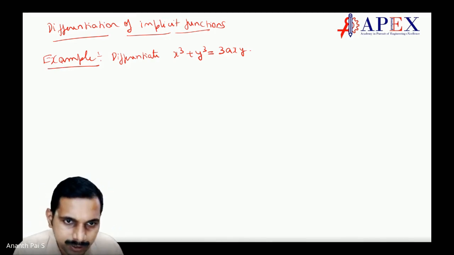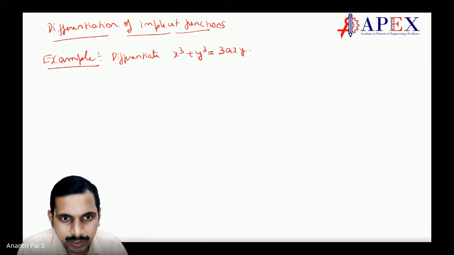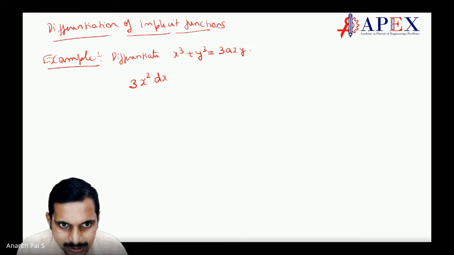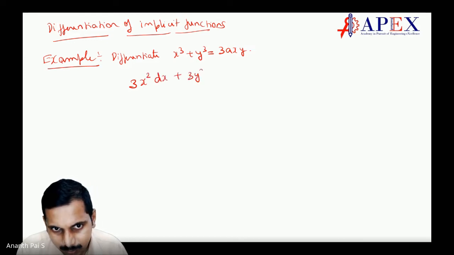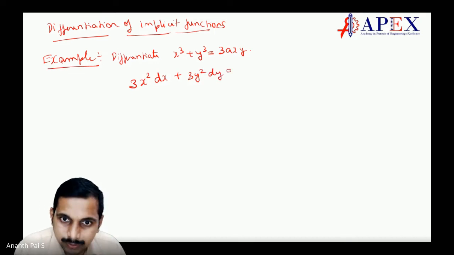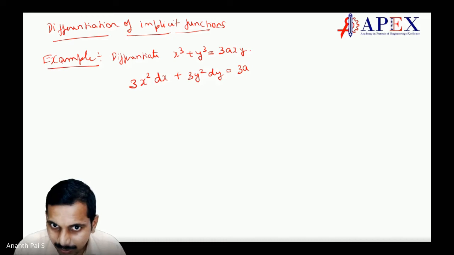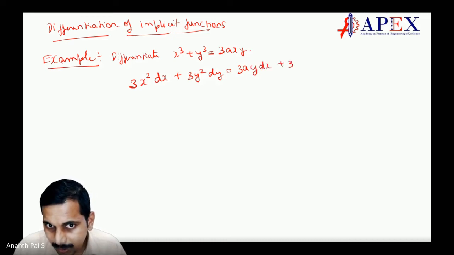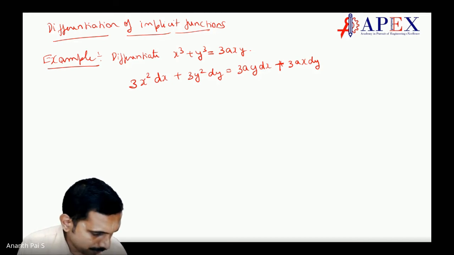This can be written simply like this. You do it, students, always. There's nothing great in that. You say 3x square dx plus 3y square dy is equal to, how will you solve this? You will solve this as 3a into y dx plus 3a into x dy. Correct? Chain rule. So you have to get what is dy by dx.